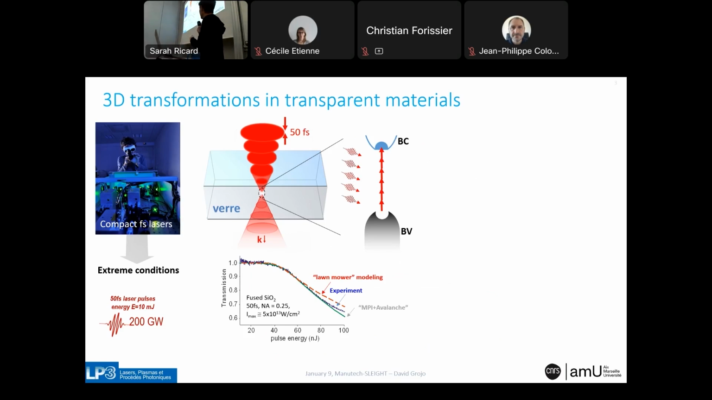The simplest way in an experiment you can look at this process is to simply look at the transmission of these pulses as they interact with the glass. This is the type of curve that you will measure if you change the pulse energy. As you can see, at low energy, transmission is equal to 100%. That's the definition of a transparent material. But as soon as you reach an intensity level so that you can initiate this highly nonlinear optics response, then you measure nonlinear absorption, and that will describe the energy deposition inside your material.